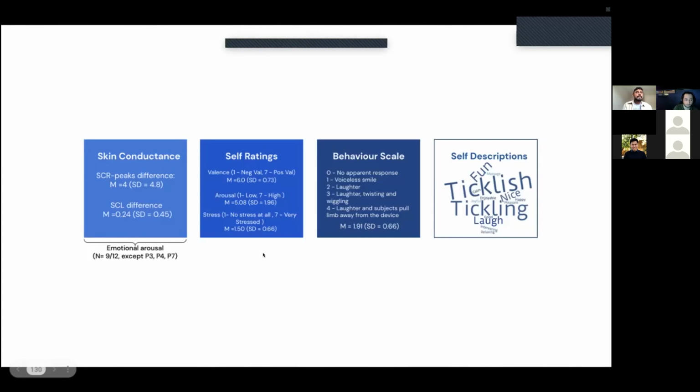After developing this tickling artifact and identifying the parameters that can evoke laughter, we explored how we can evoke emotions using this interface. We conducted a study and found that while participants were experiencing this interface, their skin conductance level rose, and they had a higher number of skin conductance peaks, which is an indication of emotional arousal.